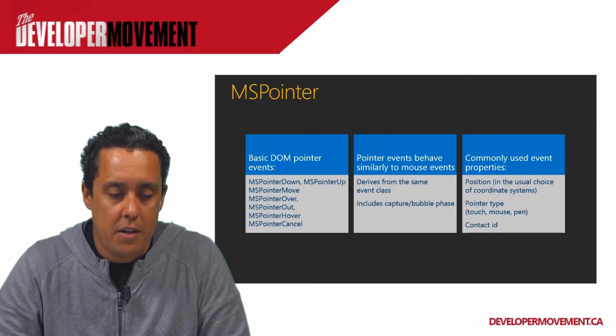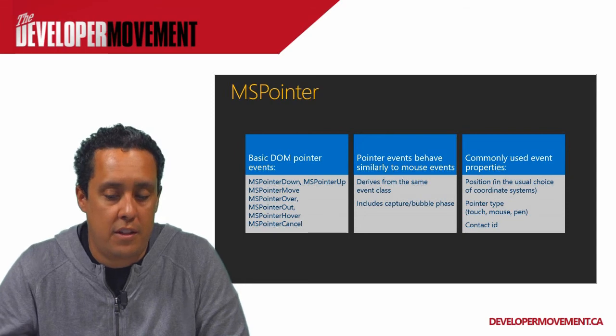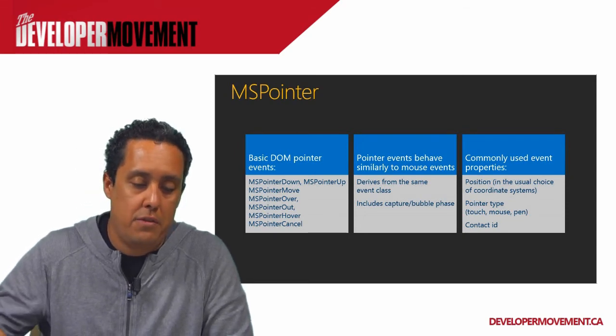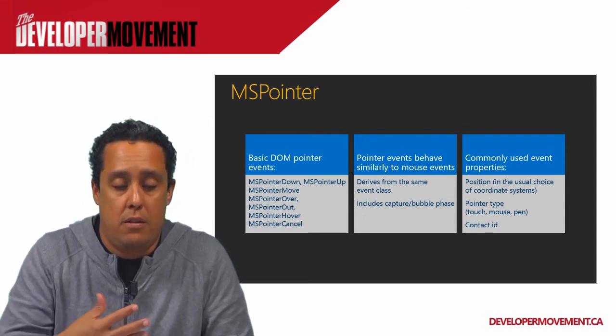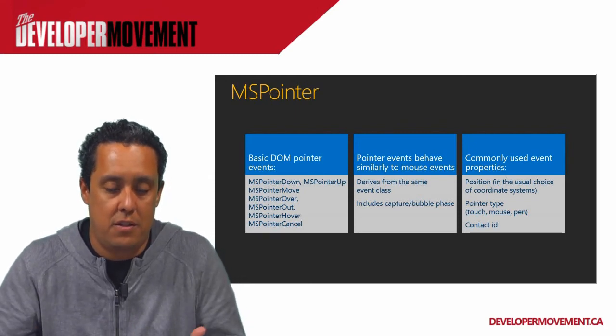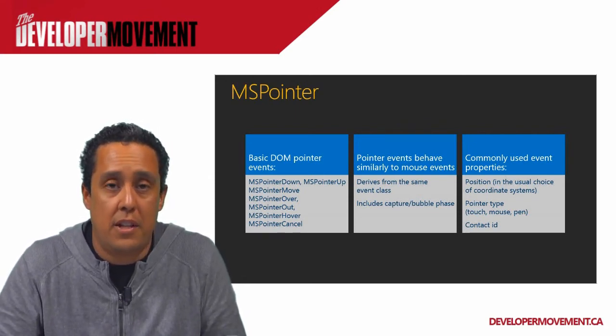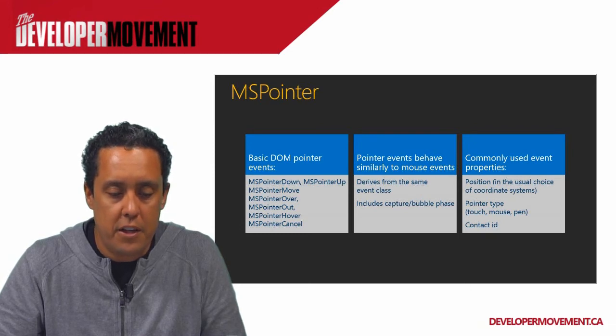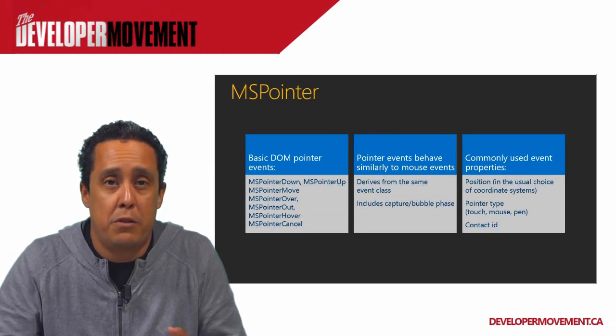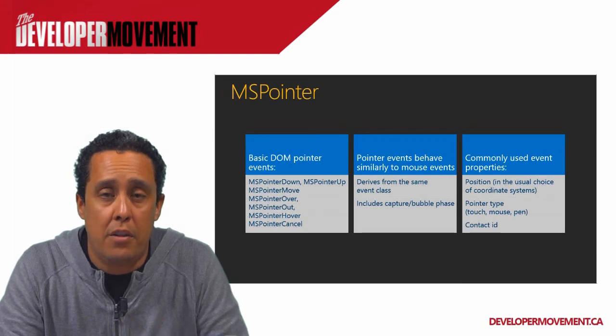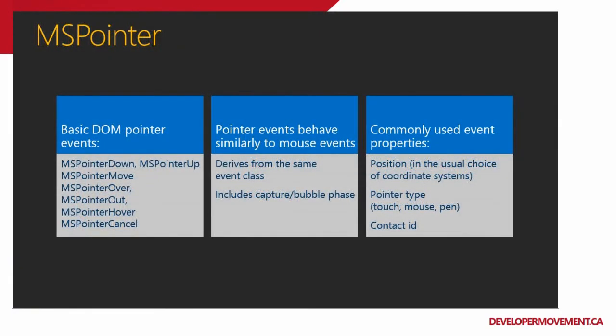So the main thing you're going to have to look at here is the MS pointer. This works in the IE browser, doesn't work in other browsers, and it's going to be available in Windows 8, obviously, since it's the IE10 engine that's in there. So you're going to have your pointer down, pointer up, hover, all those things are going to be available. Pointer events behave essentially similar to mouse events. It's derived from the same event class and bubbles up into the JavaScript.